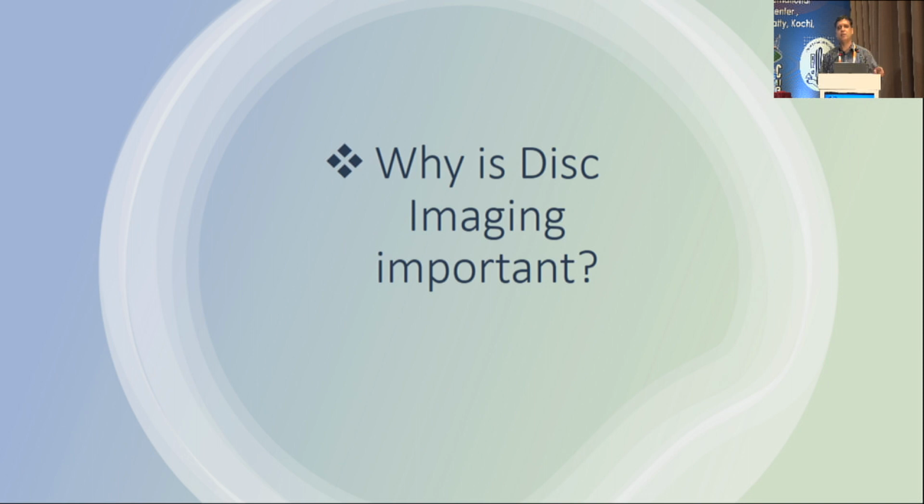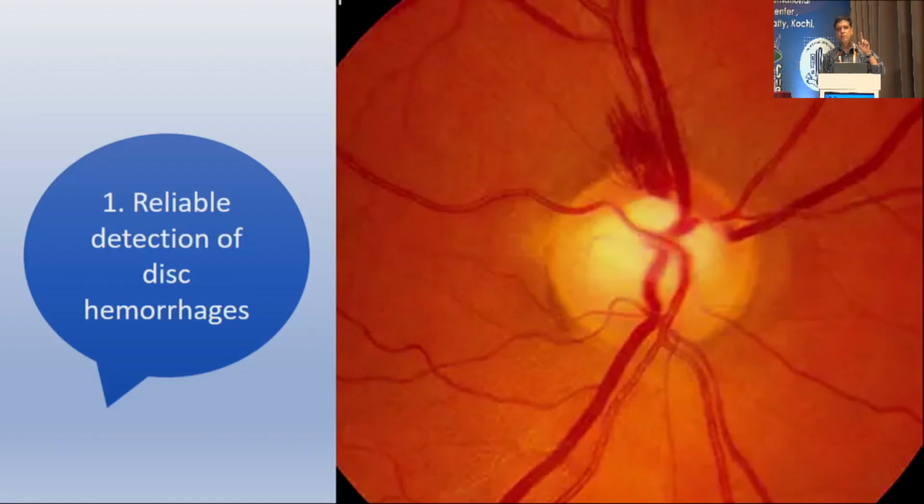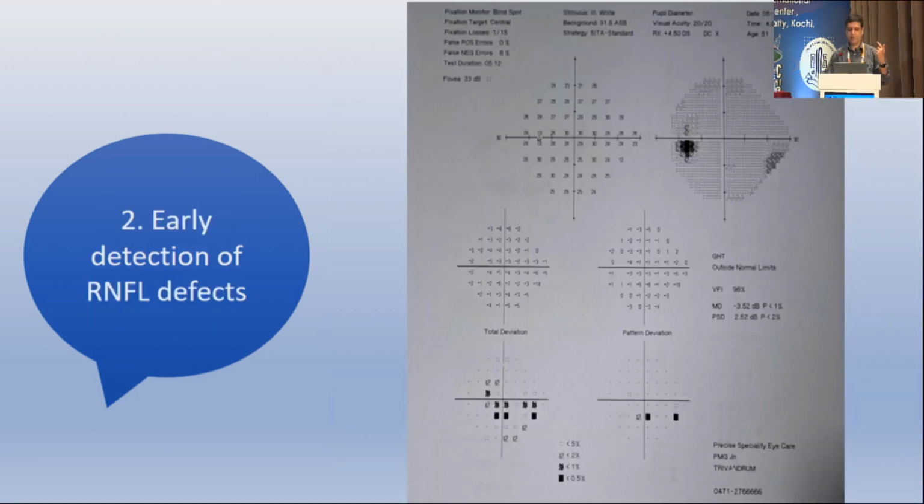Why is disc imaging important? It is primarily important for two reasons. One is reliable detection of disc hemorrhages. It's well documented that nearly 10 to 20% of optic disc hemorrhages are routinely missed on a standard 90D examination by very experienced glaucoma practitioners in landmark trials. So imagine the miss that we might actually have. The second is early identification of RNFL defects, again, most of which has been discussed already.